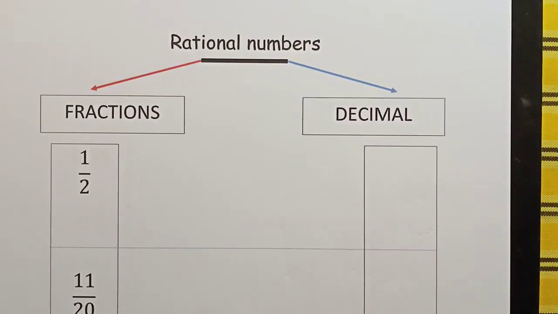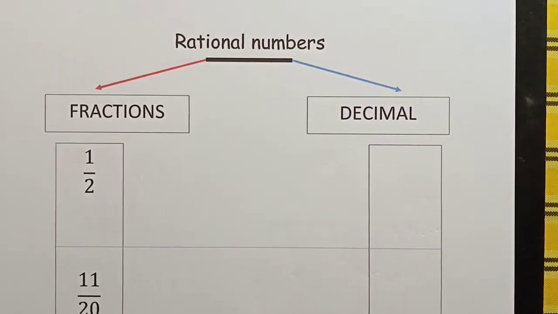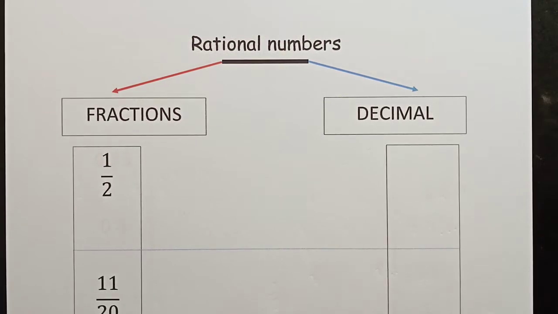So we have rational numbers, and we all know that rational numbers can be presented as fractions or decimals. So gagawin natin dito, kokonvert lang natin from fraction to decimal. And how can we do that?